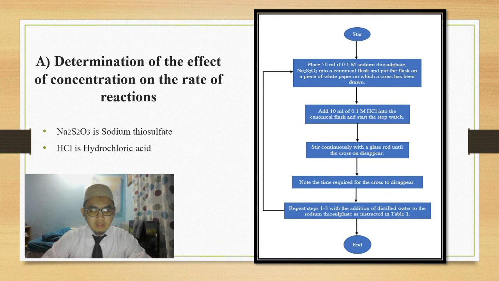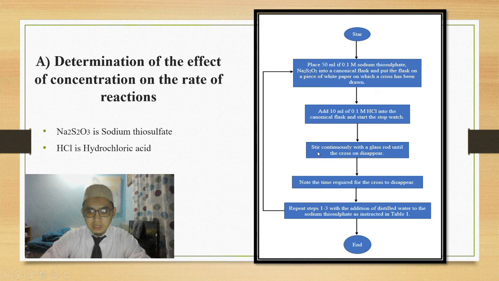And now I will cover the methodology of Lab 6. For part 1, we have determined the effect of concentration on the rate of reaction. Here is the flowchart. We start by placing 5 ml of 0.1 M sodium thiosulfate into a flask and put the flask on a piece of white paper on which we already drew a cross. Then we add 10 ml of 0.1 M hydrochloric acid into the flask and start the stopwatch.